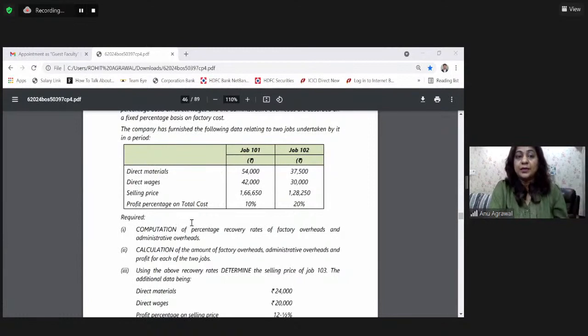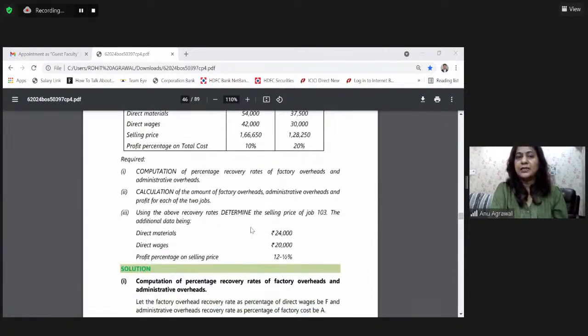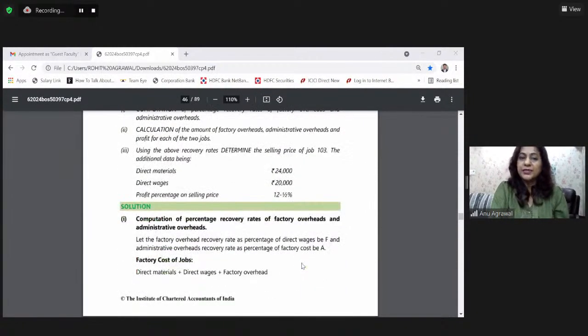They have said computation of percentage recovery rates of factory overheads and admin overhead. Calculate the amount of factory, admin, and profit for each job. And then they said, if you have been given this data, what will you do? So they say, can we assume factory overheads to be X of direct wages, which they are assuming to be F. If the direct wages happen to be 1,000, X percentage of that 1,000 will be factory overhead.